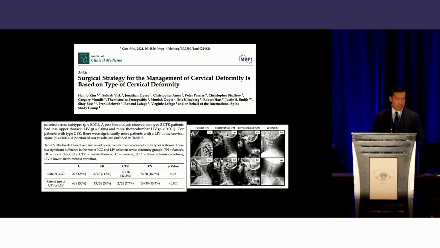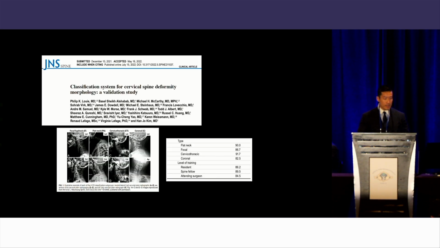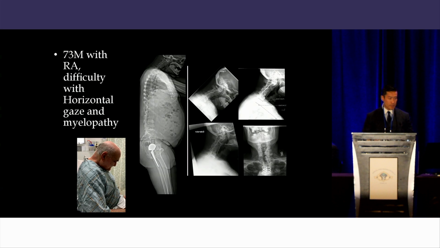We've done subsequent studies on this classification system demonstrating that the surgical strategy is different for each type, and pretty good reliability, anywhere from 82 to 90% inter and intra-observer reliability through all training classes, residents, fellows, as well as attending surgeons. So here's a case example of a type 1 73-year-old with rheumatoid, difficulty with some horizontal gaze and myelopathy. He presented with this sort of deformity.